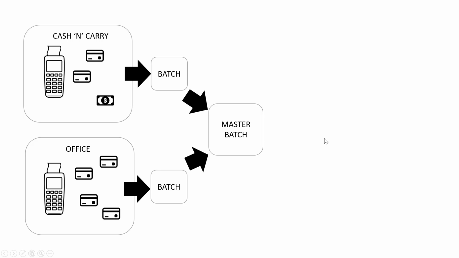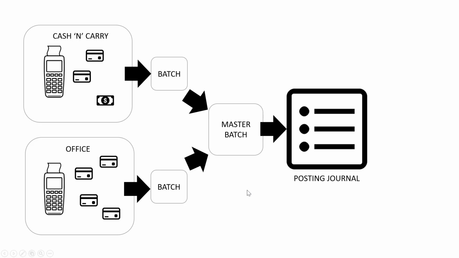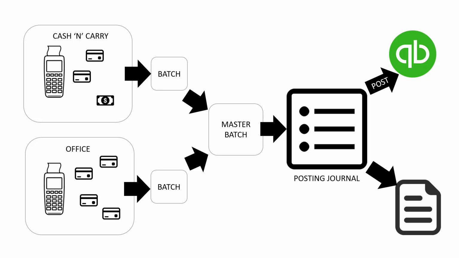Each POS batch rolls up into a master batch or daily register, which is also checked over and then closed. Once the master batch is closed, the posting journals of the day's activities are generated, which can be automatically posted to QuickBooks Online or generate a report for manual entry.